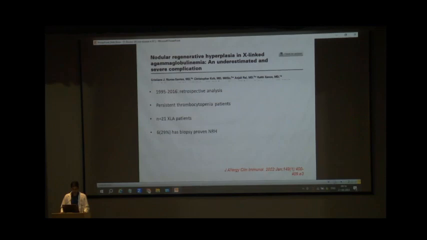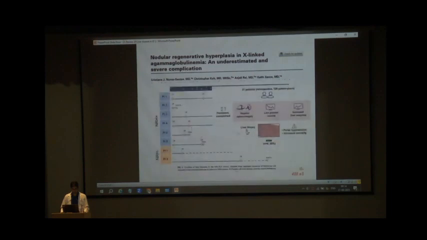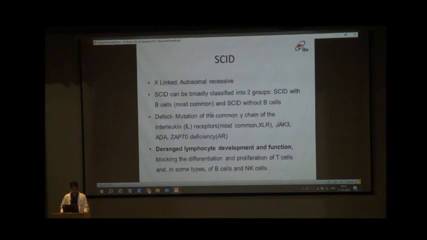So this analysis of 21 patients of X-linked agammaglobulinemia found that around 29% of the patients had evidence of nodular regenerative hyperplasia with liver involvement in XLA.